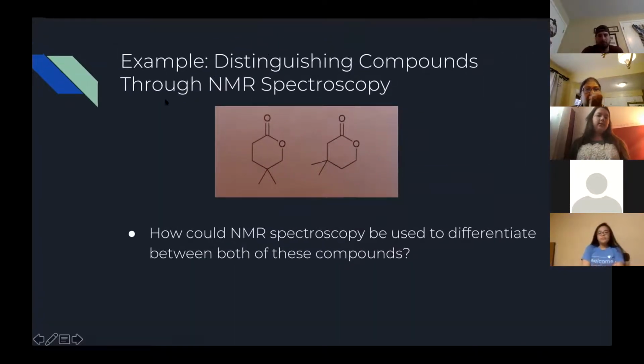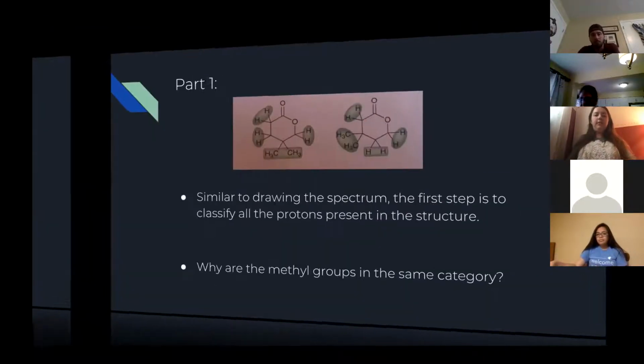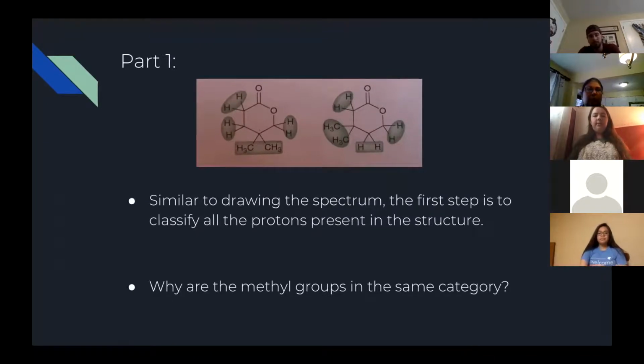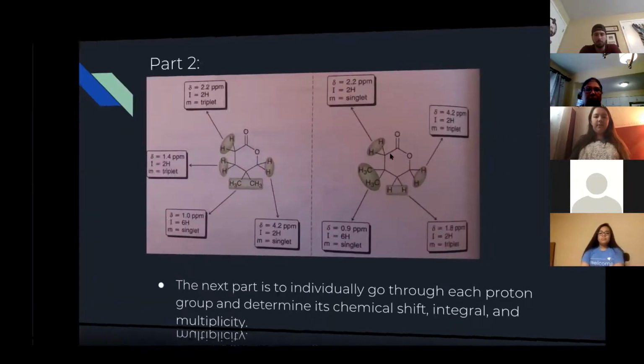So this is just kind of an example, back to what the last slide was talking about. Both of these compounds are pretty similar. Just looking at them, they both have this carbonyl group or an ester, and then they both have 2 methyl groups. But we could again use NMR to distinguish between these compounds. Since we already went through how to find the chemical shifts, multiplicity, and integration, the book already gives you the answers to these, and we can talk about the differences when I show you that slide.